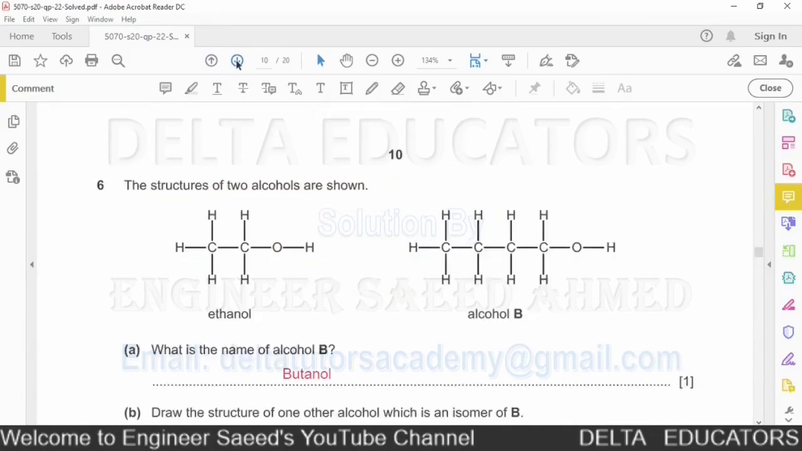Okay, next question. Question number 6. The structures of two alcohols are shown. Here an ethanol is given and here alcohol B is given. What is the name of alcohol B? In this alcohol, how many carbon atoms? 1, 2, 3 and 4. So the name of this alcohol will be butanol. It is butanol.